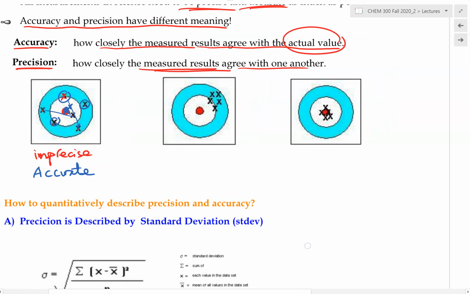Okay, and now moving on to this set of results, how will we describe this person's result? In this case, this person's data would be precise, right? Because all of the results come very close together. However, the average of this would be off the middle, and on average it missed the target. So therefore, in this case, it is inaccurate. So inaccurate but precise.